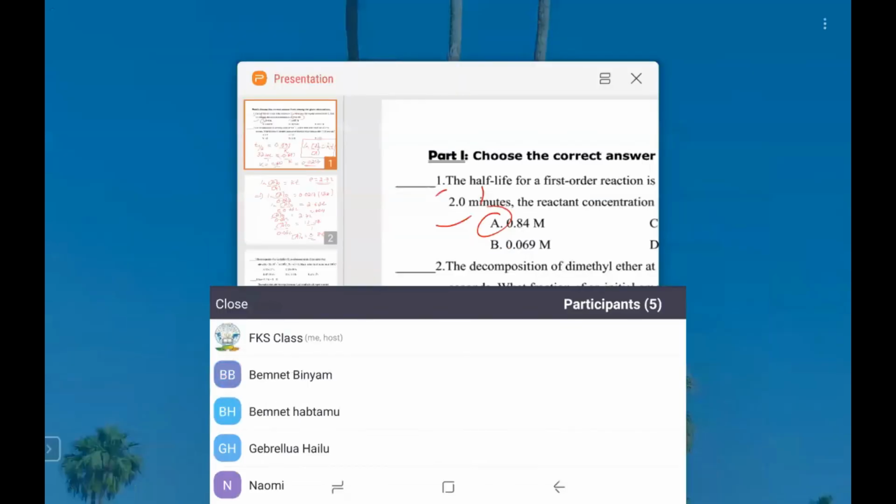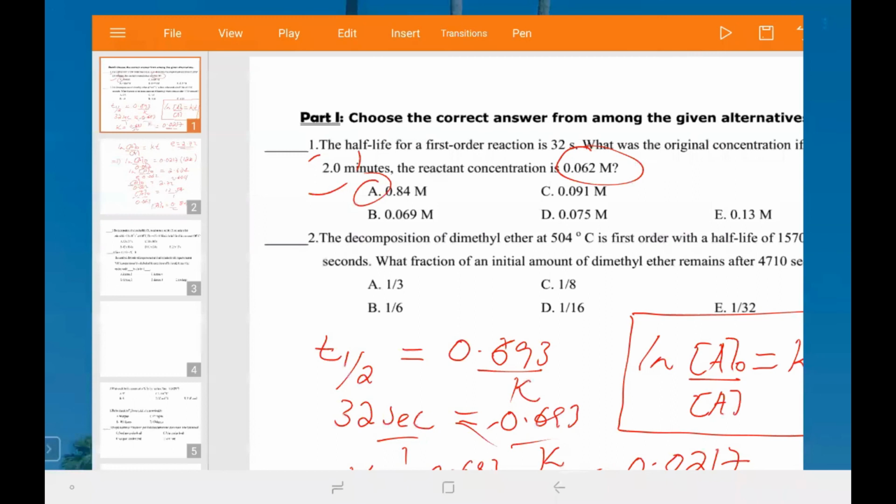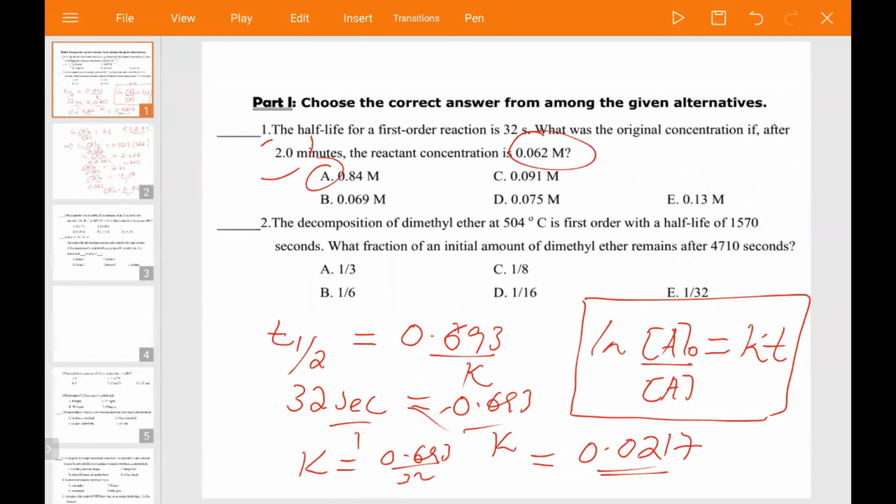Next question. The second one is the decomposition of dimethyl ether at 504 degrees Celsius, which is first order with half life. By the way, there is a relation between ln and log, 2.304. Check it; you can use either, and in both cases you will get the same answer. Or directly you can use ln here, where the base is e, 2.7.